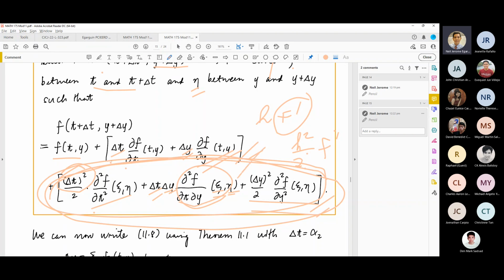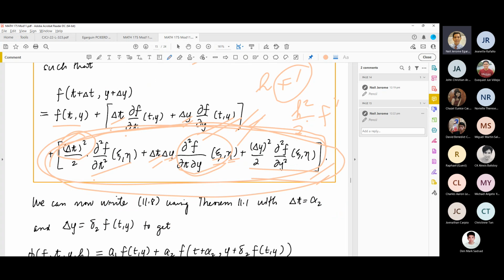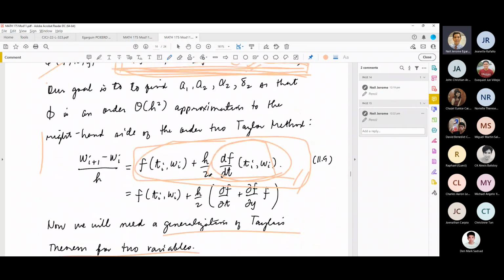Kailangan ko lang i-match itong expansion na ito. Alright? So, basically, dito manggagaling yung Runge Kutta of order 2. So, paano natin siya ma-derive? Well, gagamitin ko itong Taylor's theorem para masulat yung equation 11.8. Balikan natin, ano yung equation 11.8?